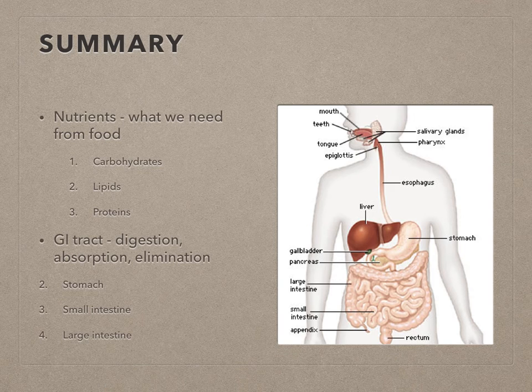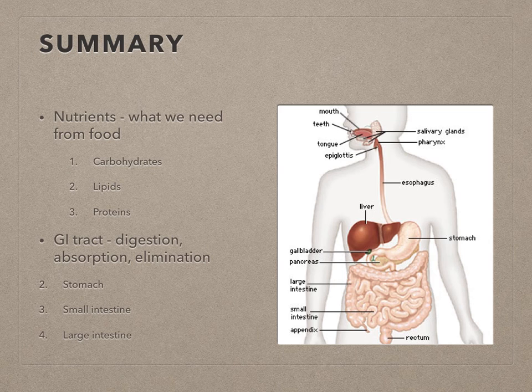Okay, so that's our introduction to the digestive system and nutrients. Nutrients are the chemicals we need from food. The major ones are carbohydrates, lipids, and proteins. We need those in large amounts. And in smaller amounts, we need the minerals and the vitamins.